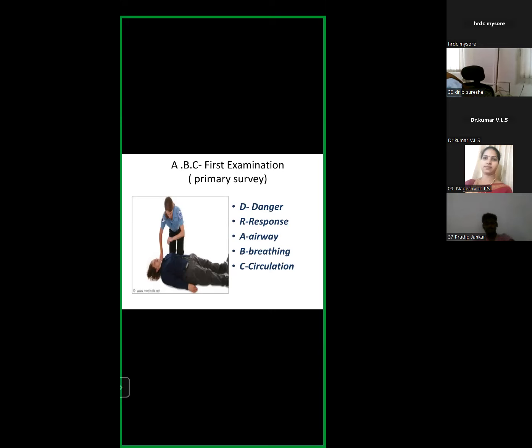So remember the order of Dr. ABC, the chronological order of Dr. ABC. Dr. ABC means danger, check for response, and if the person is not responsive, call for help. So call for help means, if you are alone, you can call the emergency numbers.